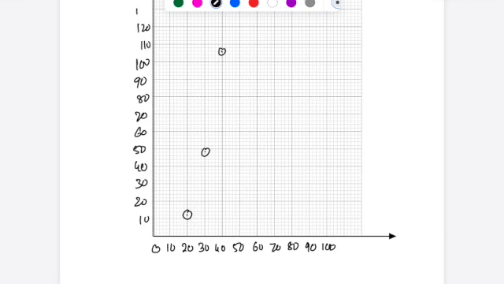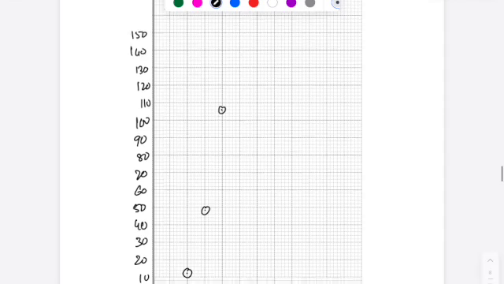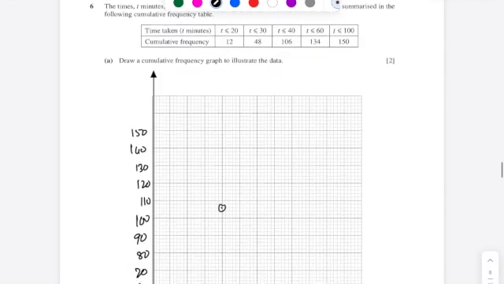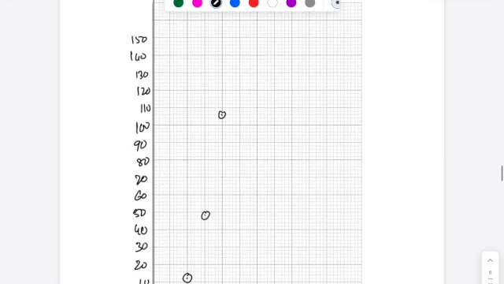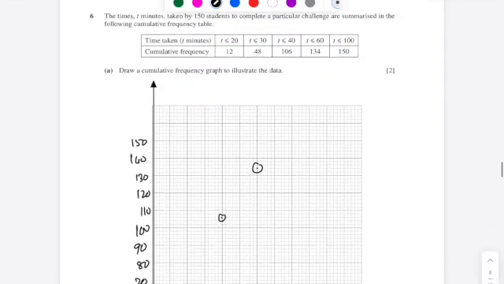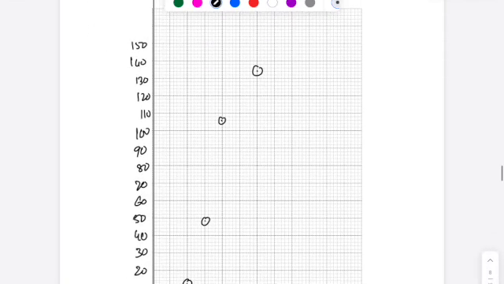110, 120, 130. So we should go all the way till 150, 140 and 150. Then for 60, it is 134, and for 100 it is 150.